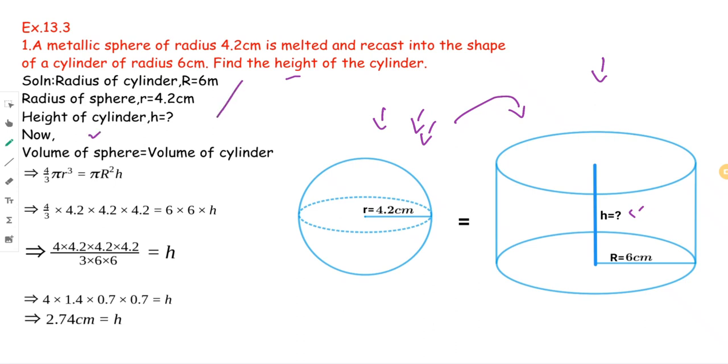Like I said, volume of the sphere should be equal to volume of the cylinder, right? Volume of a sphere, the formula is 4/3 pi r cube. Volume of the cylinder, pi r square h, right? So we can divide pi and pi, because they are common to both the sides.